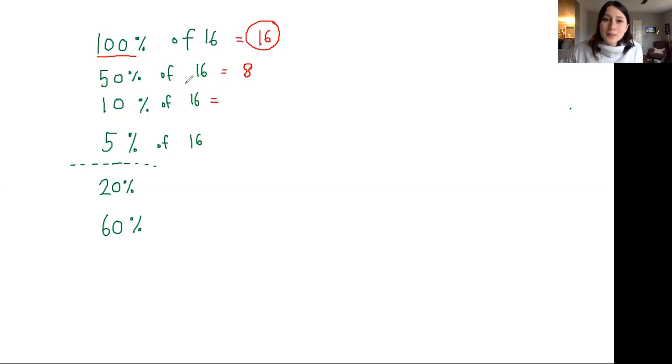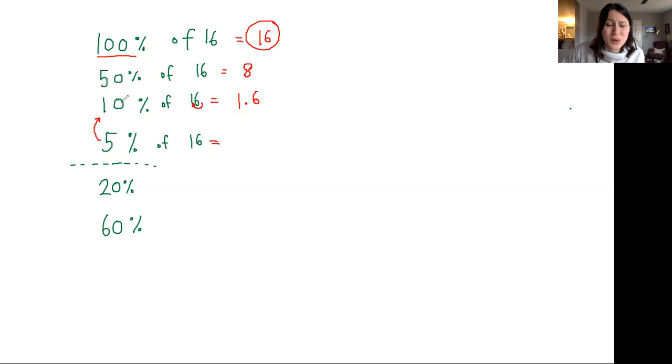And so let me teach you a trick. 10% of any value, all you have to do is move the decimal over once, okay? So moving that decimal over once makes it 10%. Really what you're doing is you're dividing by 10. So you're doing 16 divided by 10. Well, 16 divided by 10 is 1.6. So 10% is 1.6. Now, if you were to find 5%, well, isn't 5% half of 10%?